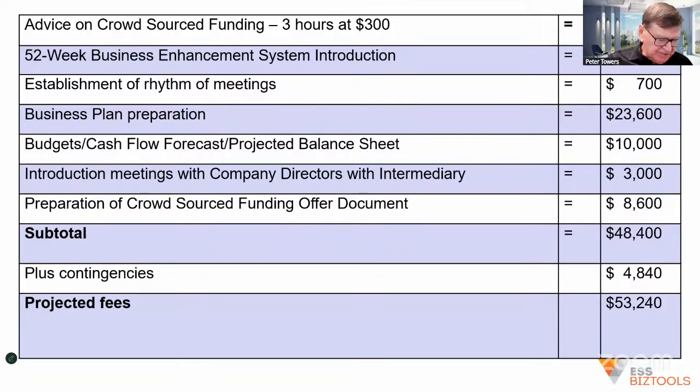Then we've got to turn to the budgets and cash flow forecasts, the projected balance sheets, and making sure everything ties up back to the business plan. 20 hours of my time, $6,000. 20 hours of my intermediate, at $200 an hour. So that's $10,000 in that fee. They need all this documentation.